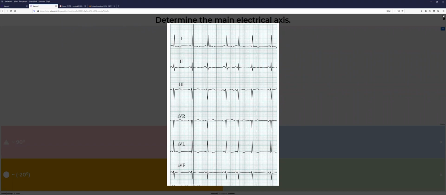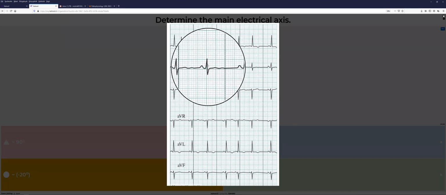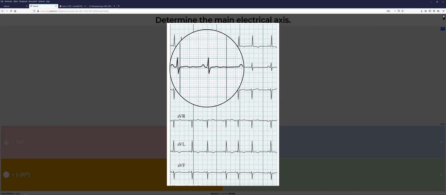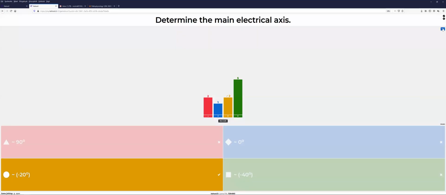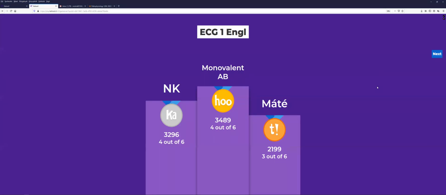But wasn't the answer minus 20, a left-sided deviation? Okay, very good. But why did we say minus 20? Because lead number 3 is not equiphasic, it's more positive. This is why it's relatively closer to 0. If you want to estimate, usually you can use 10 degrees plus or minus. So that means you are subtracting 10 degrees. So this is why it's minus 20. Don't worry, because we will have zillions of this kind of axis evaluation.